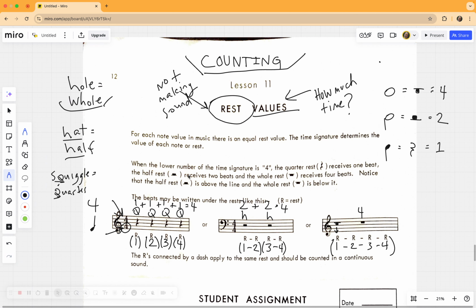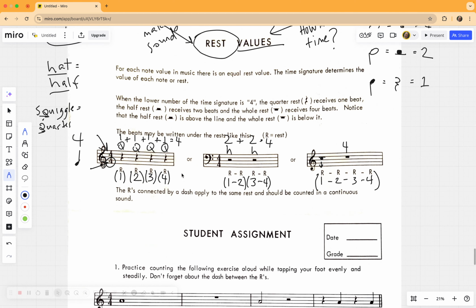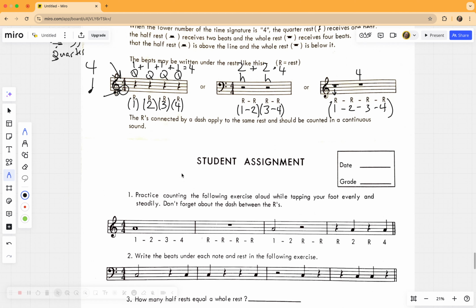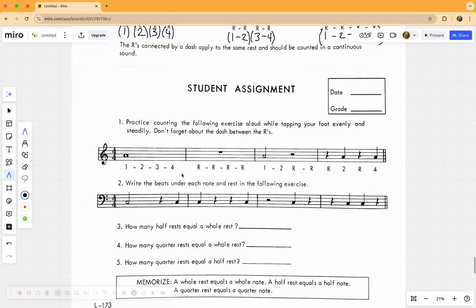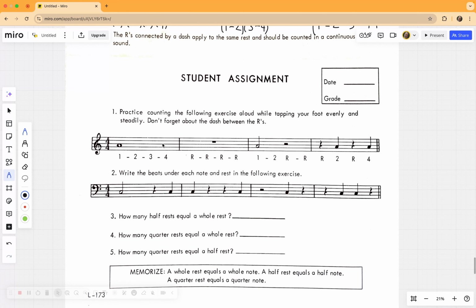All right, now let's go down to the questions here. Practice counting the following exercise aloud while tapping your foot evenly and steadily. Remember the dashes between the R's so you can see the sustained rest. So here you go. Ready? It's going to sound like this. Ready, set, here we go. 1, 2, 3, 4. 1, 2, 3, 4.